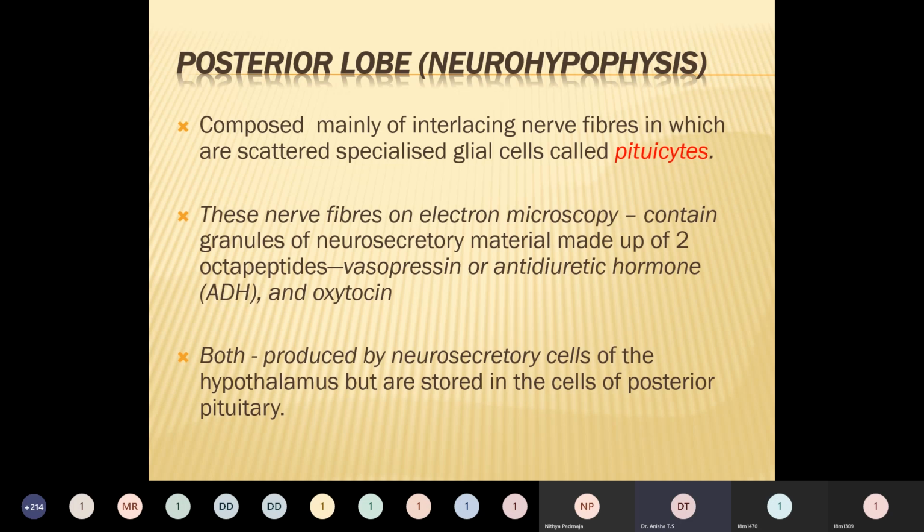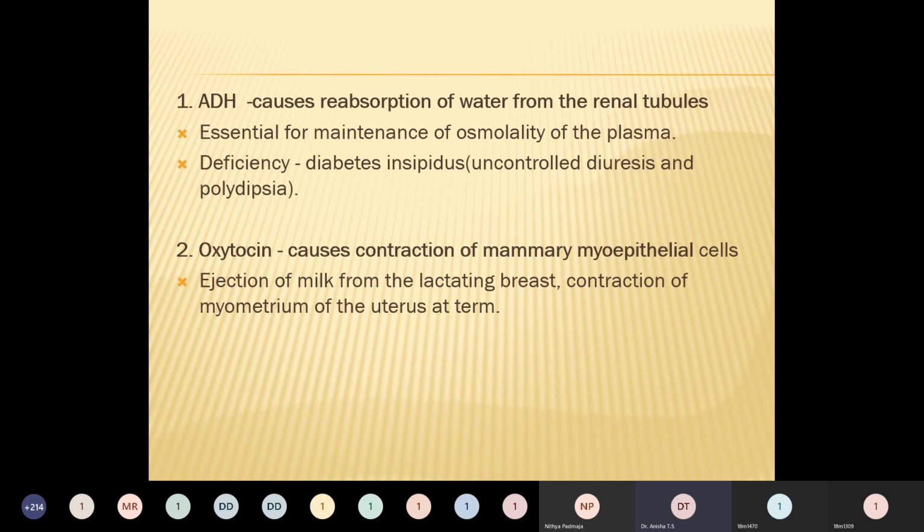There are two hormones which the posterior pituitary secretes. Both of them are very important. One is the antidiuretic hormone or vasopressin, and the other is oxytocin. Oxytocin is super important, especially in women. It helps in lactation, and it also helps during delivery in the contraction of the uterus. And vasopressin or antidiuretic hormone, you all know that it helps in the reabsorption of water. Both these hormones are produced by the neurosecretory cells.